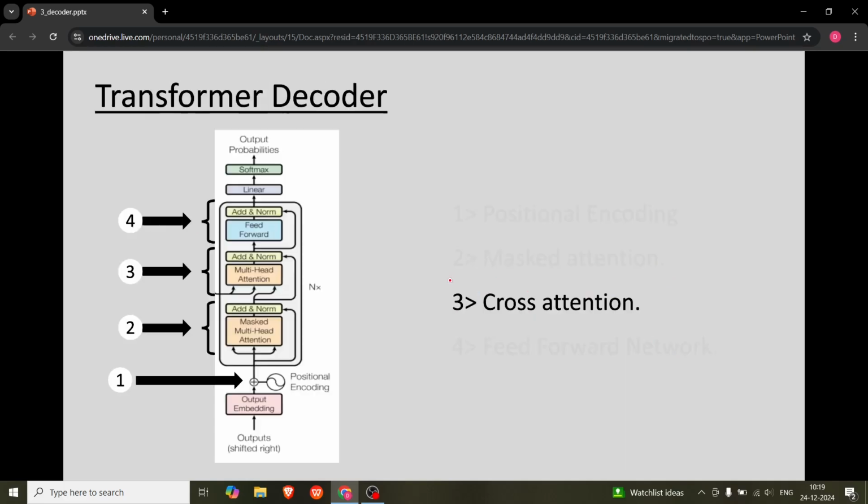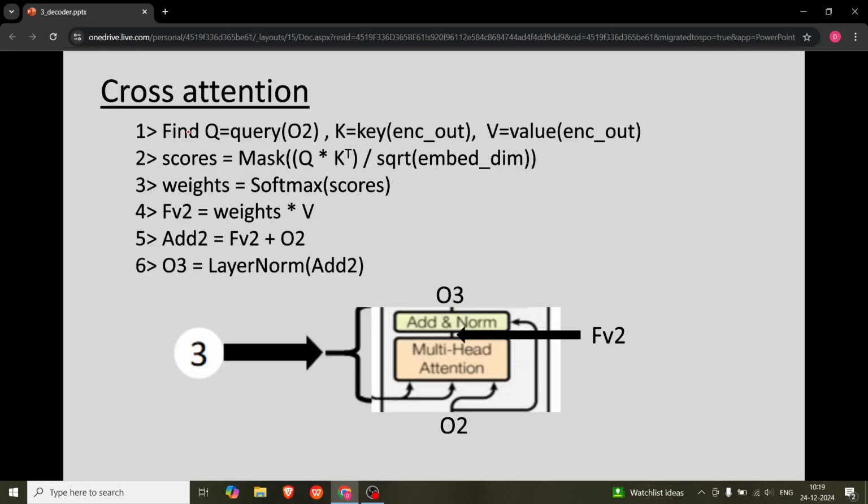Okay, I hope you understood. The third thing we'll be doing is cross attention. Okay, so which is this part. Let's go over here. This part is your cross attention. Okay, so what will happen over here?